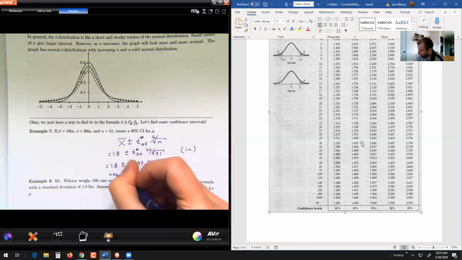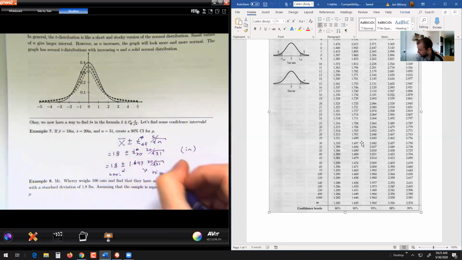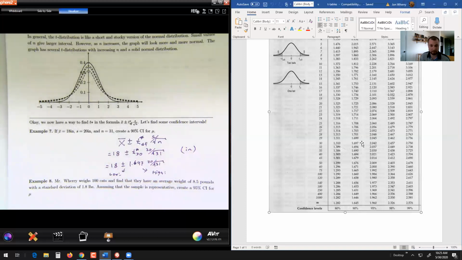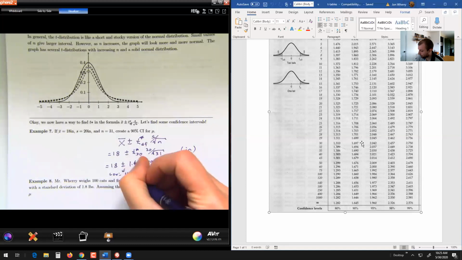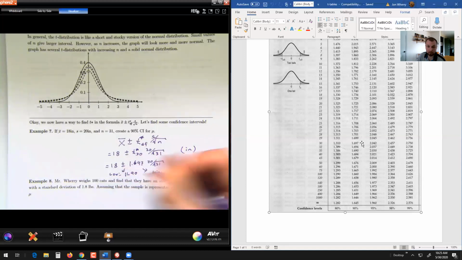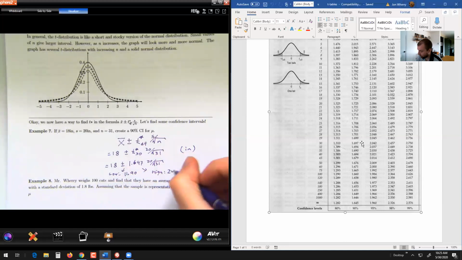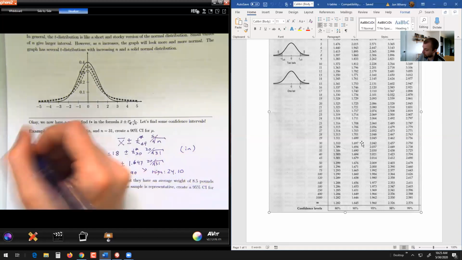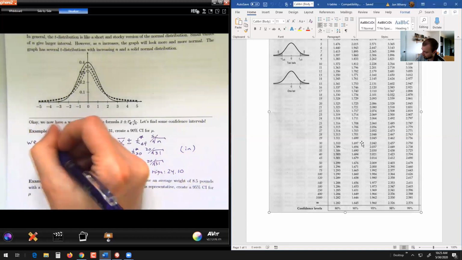I'm going to type this into my calculator once with the plus and once with the minus to get a low value and a high value. Let's see what that looks like. So I have 18 minus 1.697 times 20 over the square root of 31. When I put this into my calculator, I get a low value of 11.90 units, inches. Doing the same thing with the plus instead, I get 24.10 units, inches.